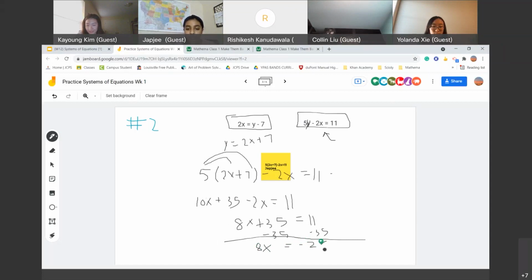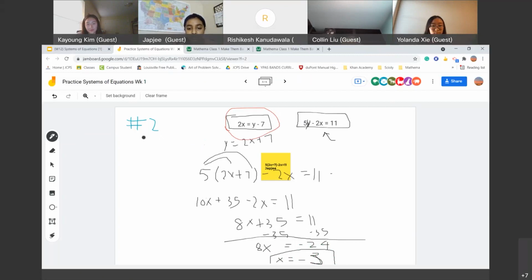So that means if you divide them, x equals negative 3. Great. Yeah, that was perfect. Great job. What's y? And then now y. So if x is negative 3, then y, so you could substitute this back into the equation, like the first one, maybe. 2x equals y minus 7.